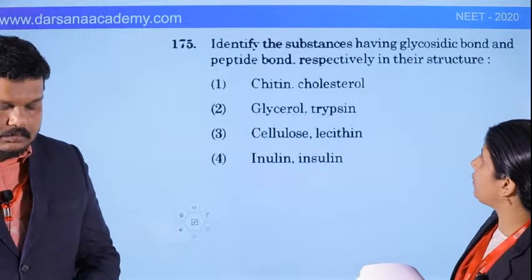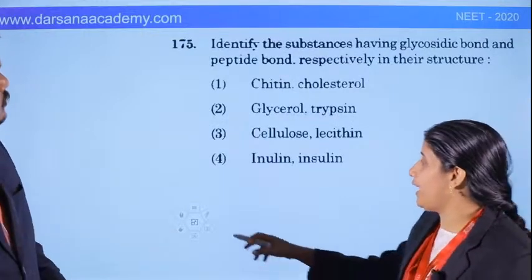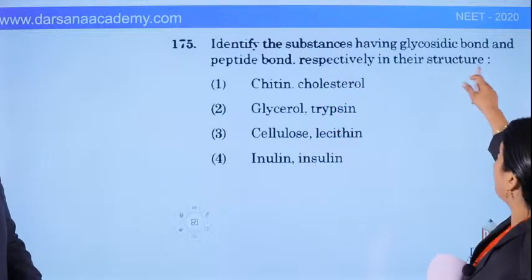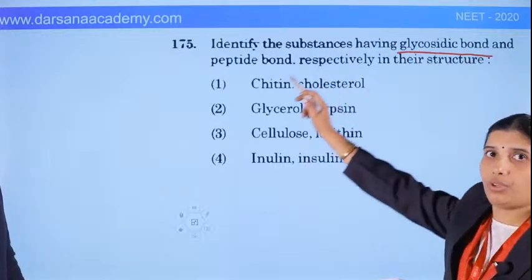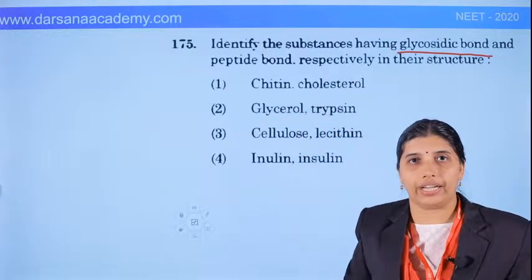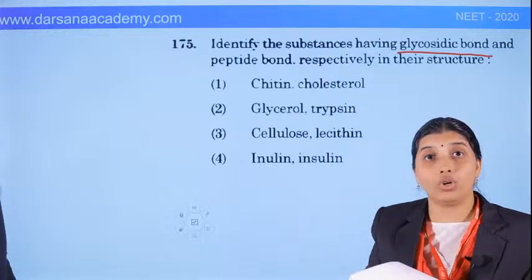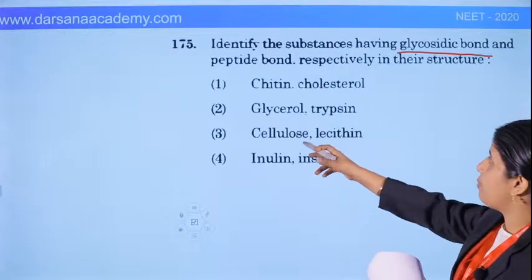And what about the next question? This is also a very wonderful question. I like this question, right? Identify the substance having a glycosidic bond. We know that monosaccharides are connected by glycosidic bonds and become polysaccharides. Which one is a polysaccharide?